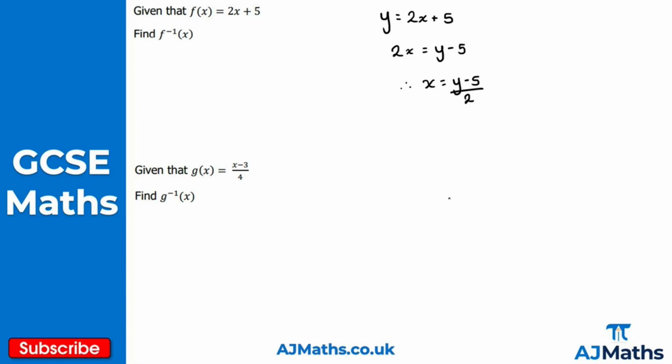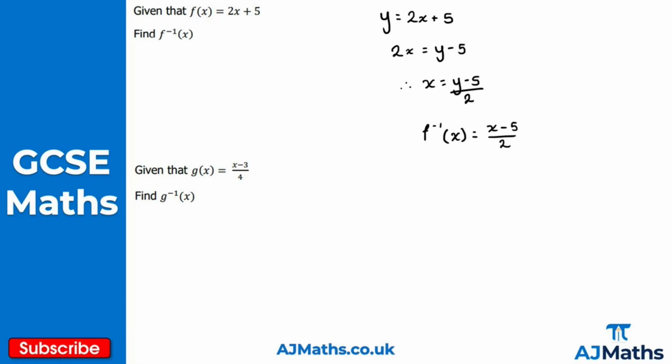But what we actually want here is f inverse of x. This notation, f with a little minus 1, is the inverse notation. So what we do now is replace x with f inverse of x. And for the right-hand side, y minus 5 over 2, any y's we replace now with x. So what I've got here is x minus 5 over 2. And there we have it. That's our inverse function. And as you can see, it's not really too complicated.